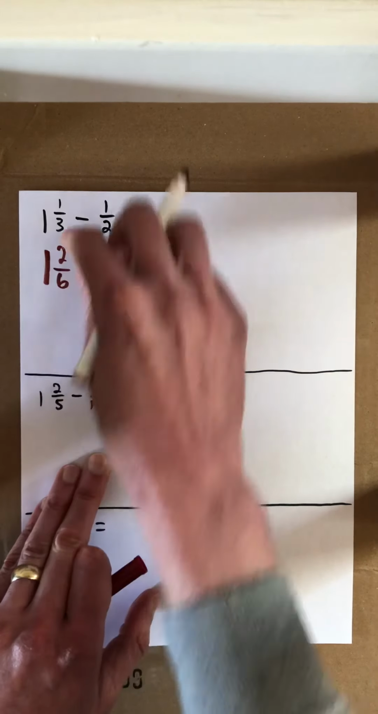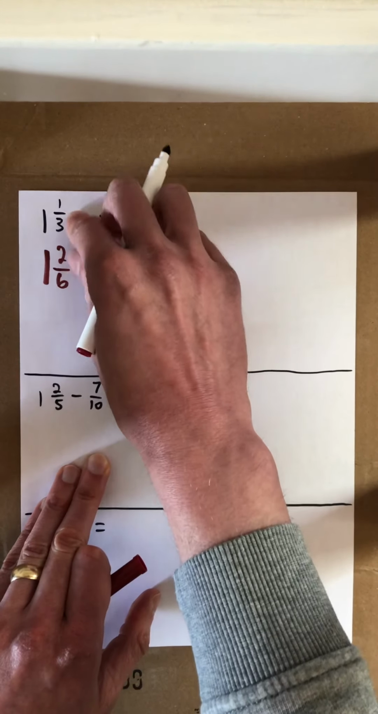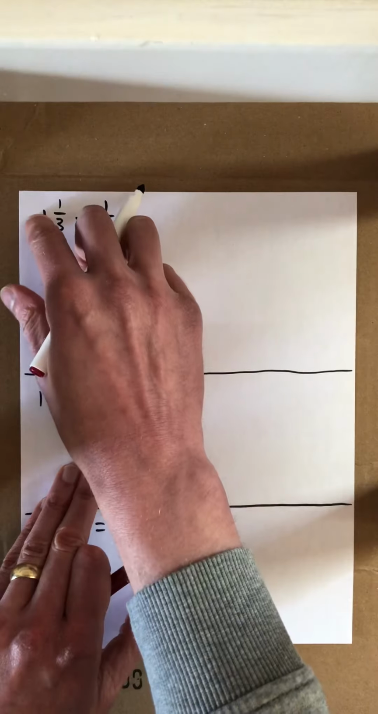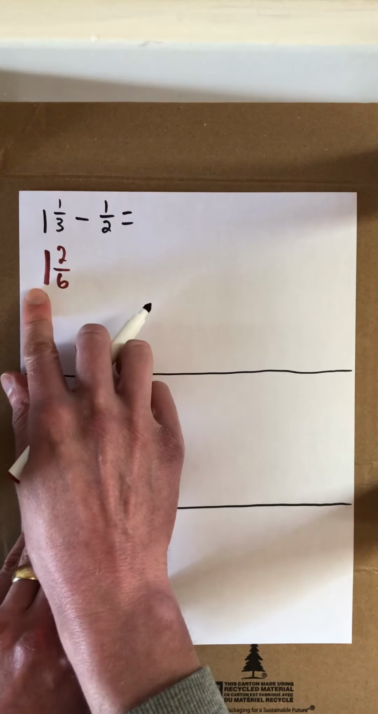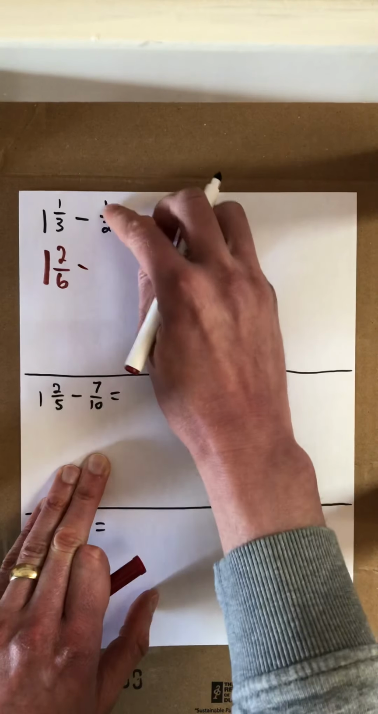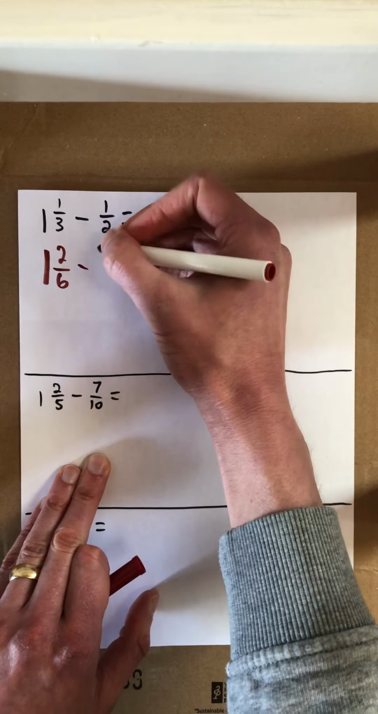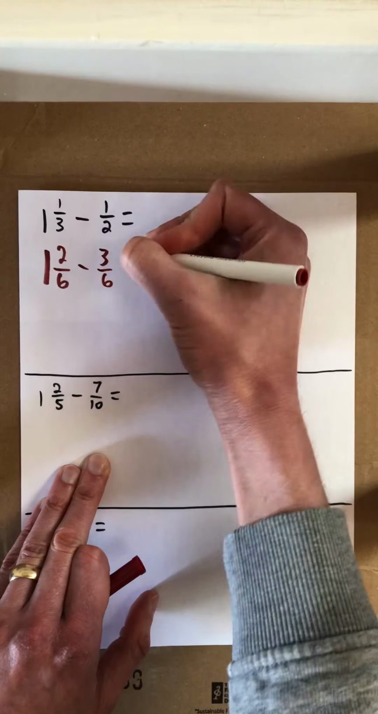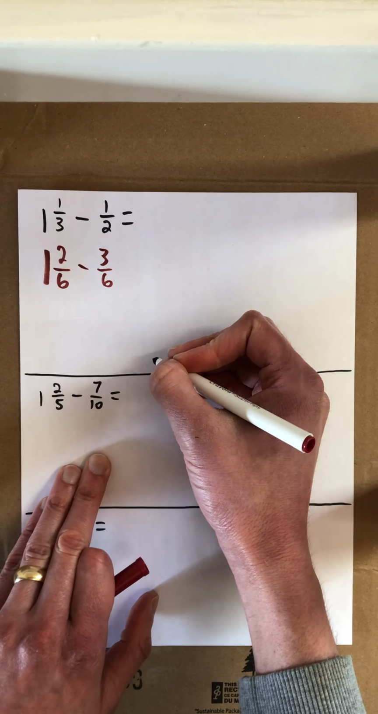It just stays there. These two, 1/3 and 2/6, they're equivalent fractions. The 1 whole, whatever it is, stays as a 1 whole. Nothing changes about it. Over here, I'm going to multiply top and bottom by 3. It becomes 3/6. And now I'm in real trouble.